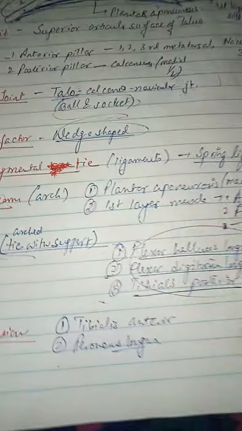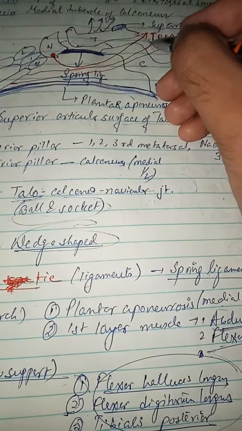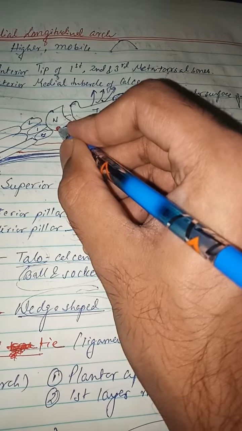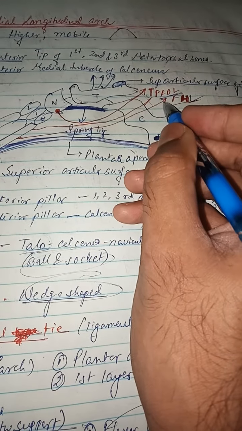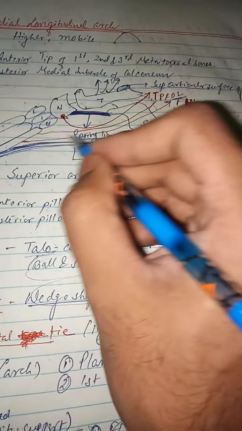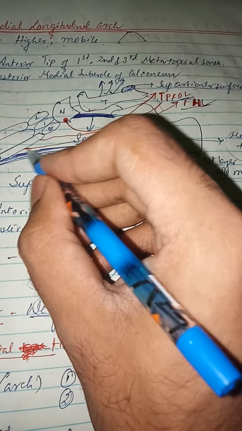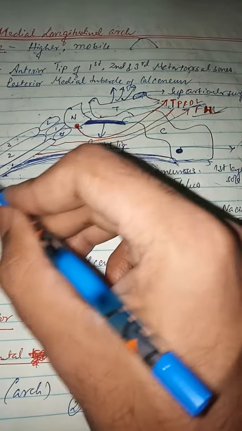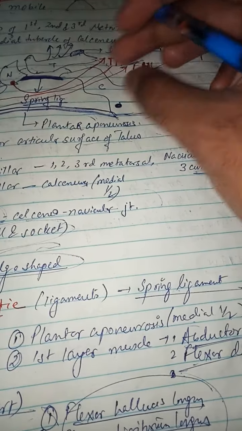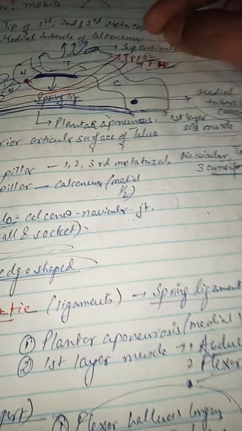This forms the sling. The tibialis posterior is attached to the navicular, the flexor digitorum longus is attached to the digits, and the flexor hallucis longus is attached to the hallux, the first metatarsal. So this forms the sling, which supports upward.